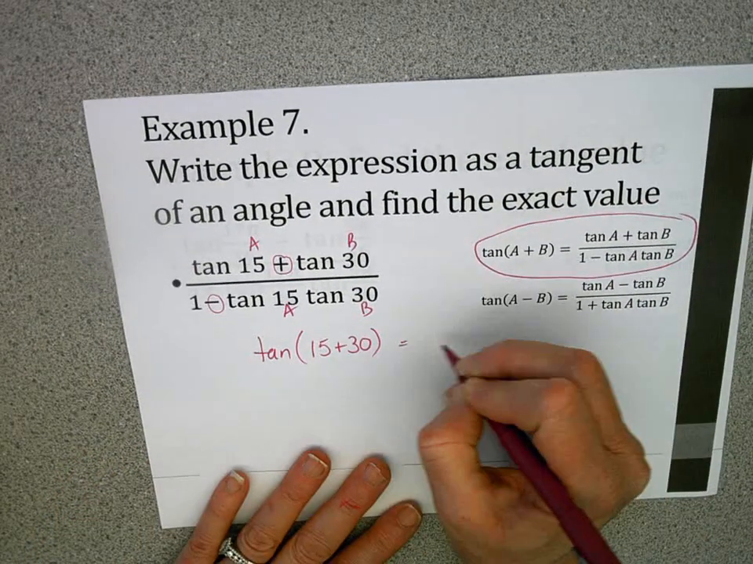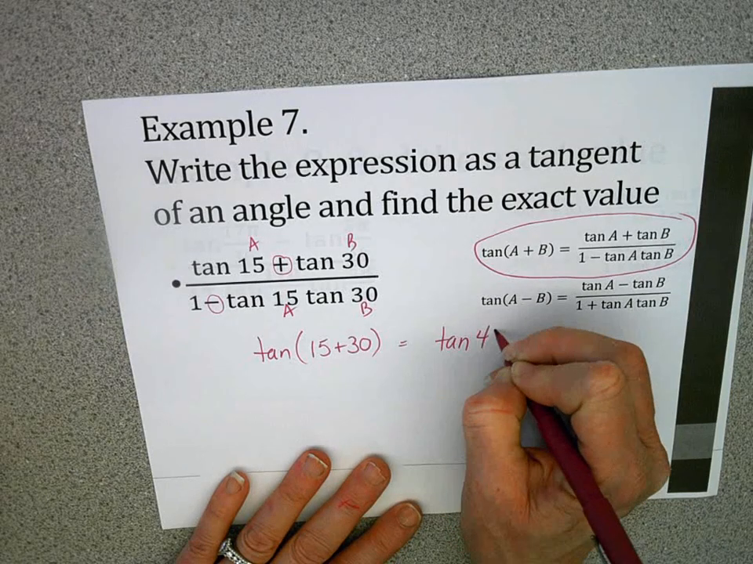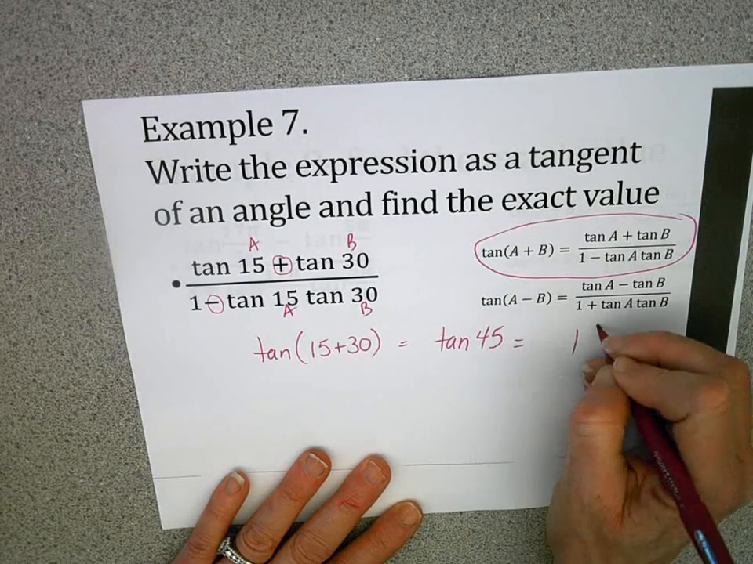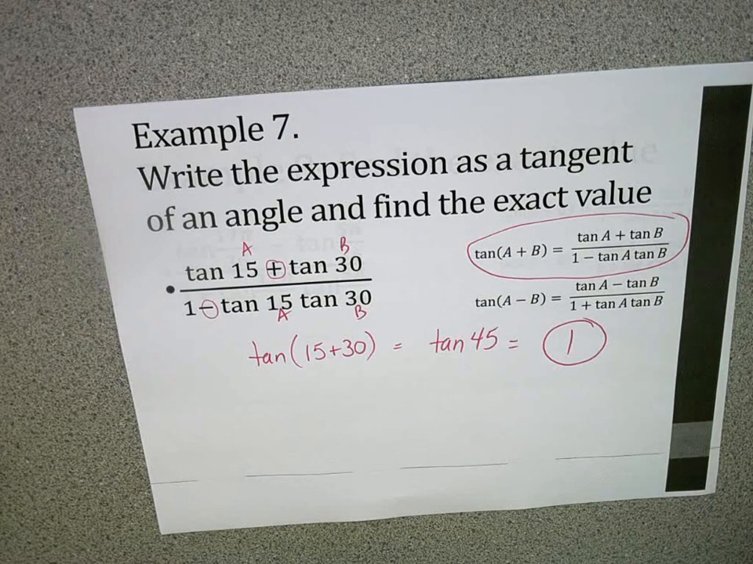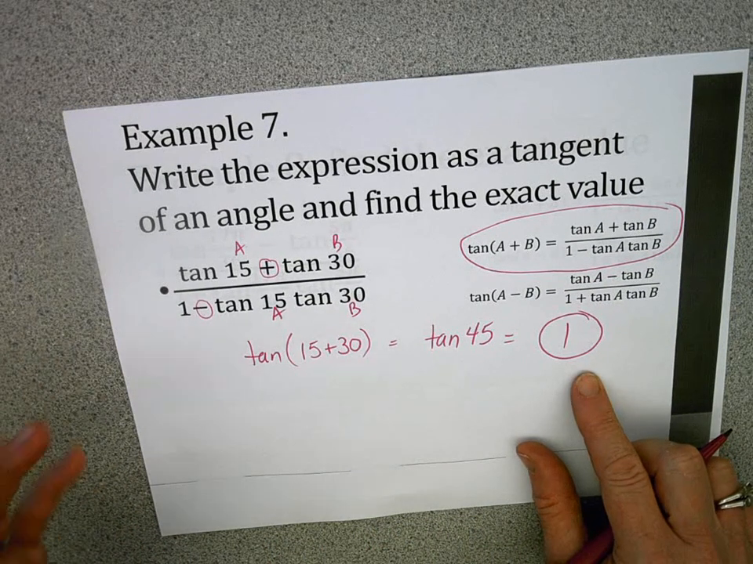Well, that is tangent of 45, and like I said, that's actually on a unit circle, and we could simplify it, that's 1. So before we were using the formulas to expand out to figure out stuff, now we're using the formulas to condense down to figure out something. Easy.